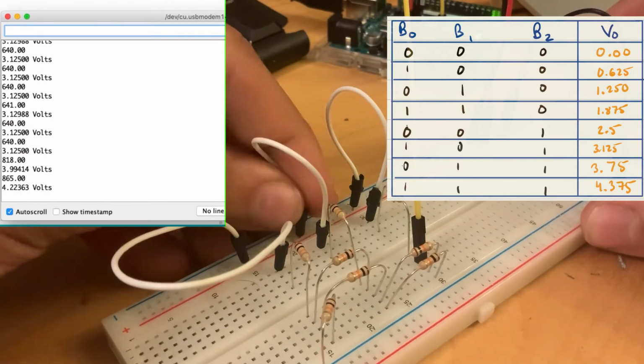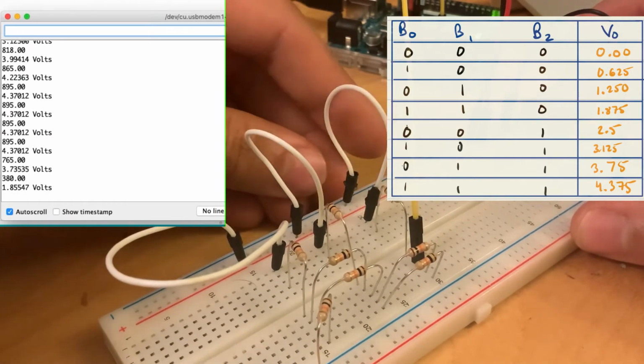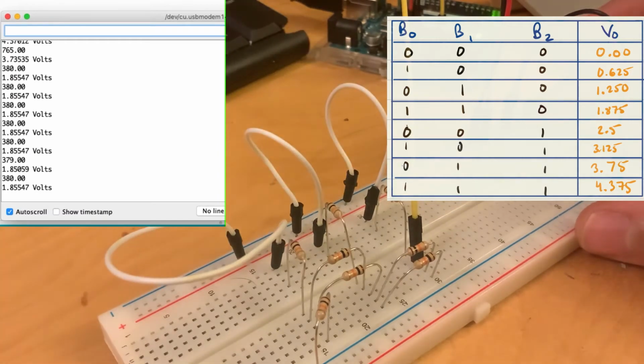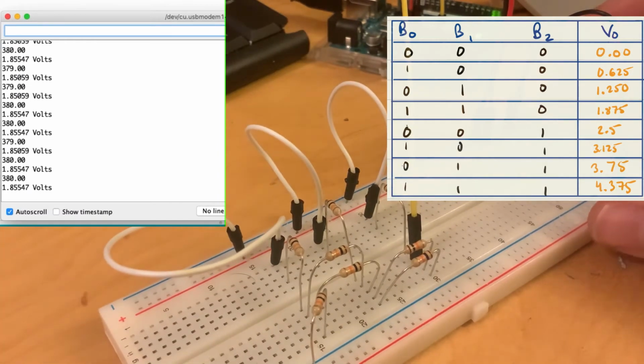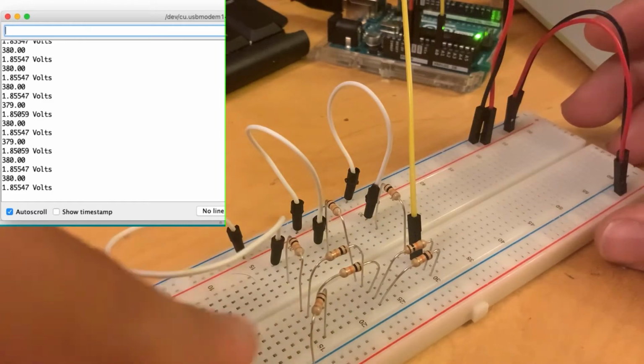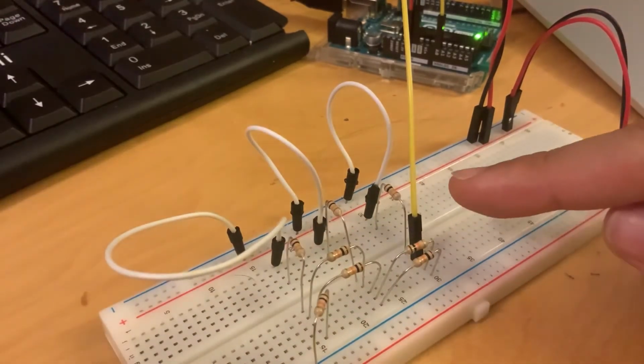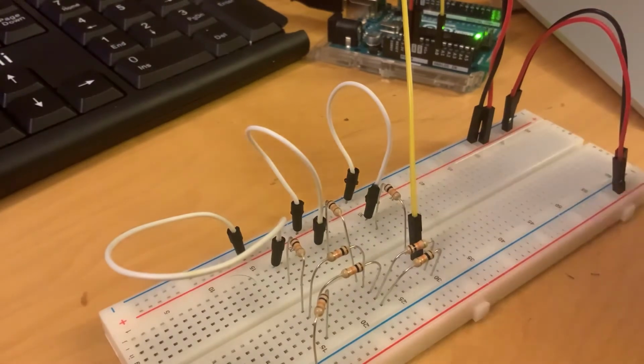Very good. Here is 110, reading 1.85. These values are very close to their theoretical values. Potential error is the not-exact resistor values, and also the fact that this output signal needs to go through the Arduino's own ADC.